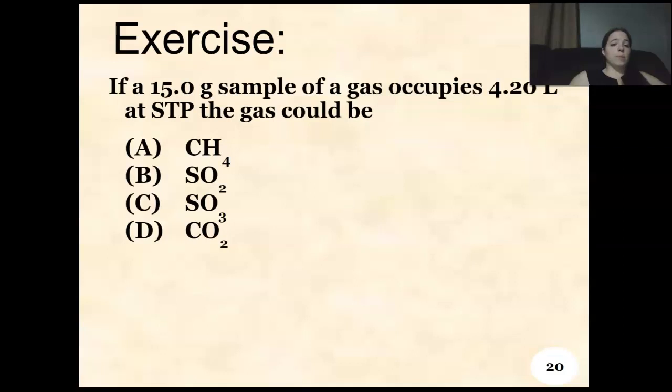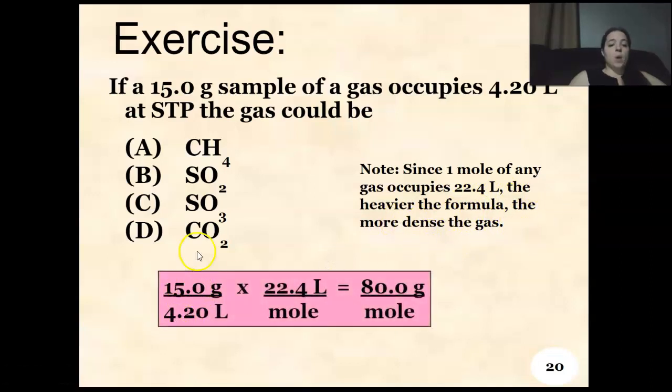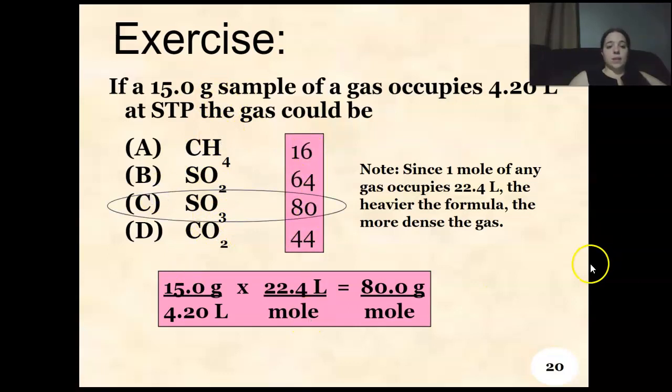All right, if a 15-gram sample of gas occupies 4.20 liters at STP, what would it be? So since 1 mole of any gas occupies 22.4 liters, the heavier the formula, the more dense the gas. Okay, well, 15 grams divided by 4.2 times the 22.4, because I got to get rid of those liters to get me my gram formula mass. That gives me 80 grams per mole. Which one's 80 grams per mole? I add them all up. I get 16, 24, 80. There it is, C.